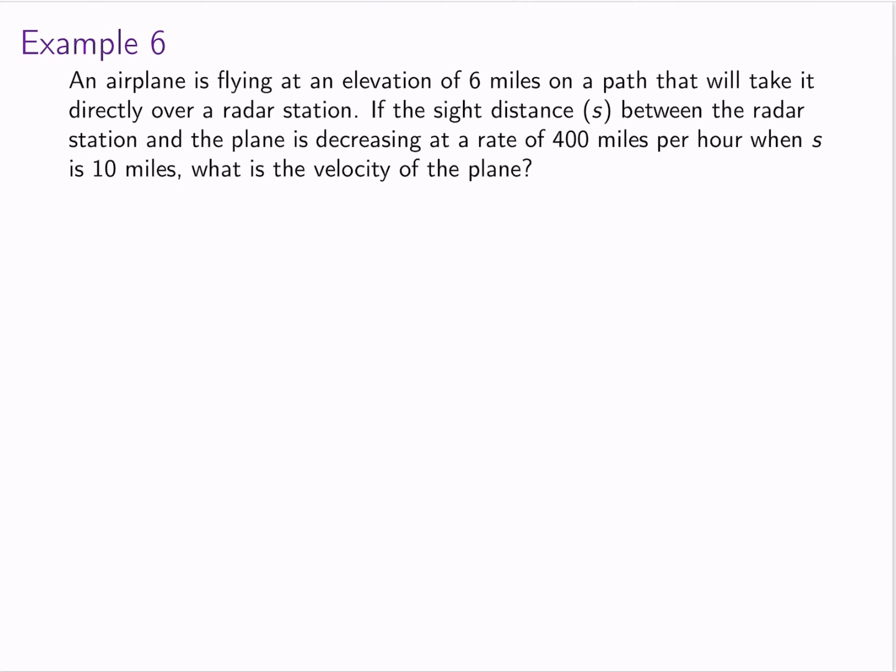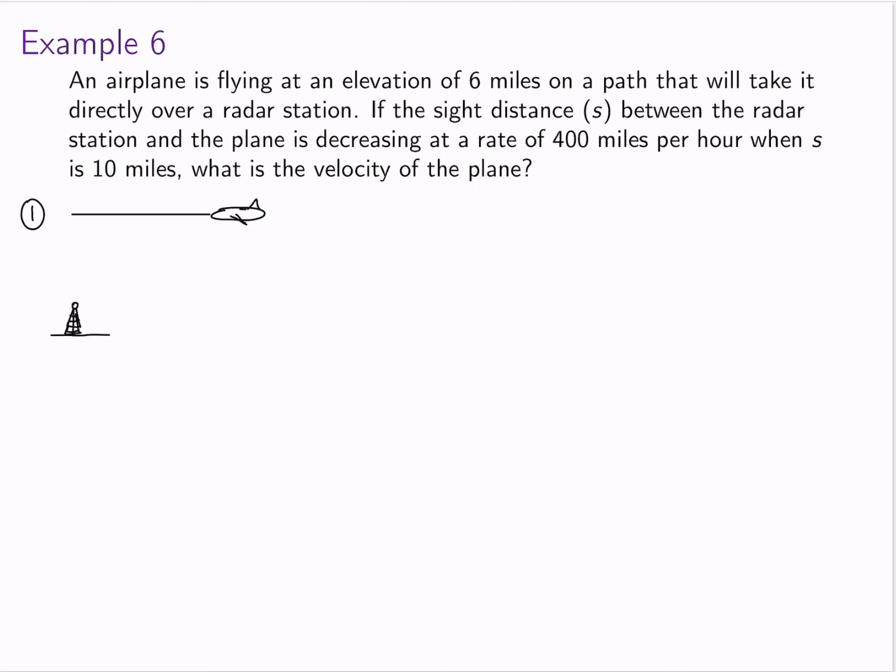So let's definitely draw a picture to get a feel for what's happening here. So we have a plane flying in the air. Here's some bad art. So here's my plane. There we go. There's my plane flying in the air. And we'll say it's going this way. And it is flying at an elevation of 6 miles on a path that takes it directly over a radar station. So let's make a little tower here on the ground.